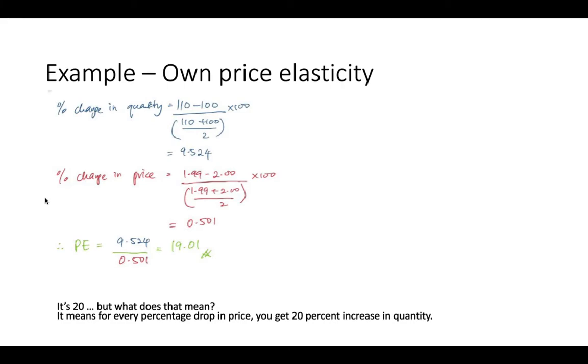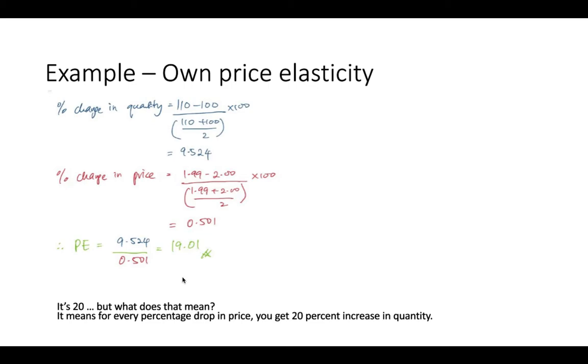Then you need to calculate percent change in price. So this is 1.99, which is the end price, minus the initial price. Then divide by this, times 100, and this gives you 0.501. Therefore, your own price elasticity is equal to percent change in quantity, which is 9.524, divided by percent change in price, which is 0.501. So that will give you 19.01. So it is about 20.